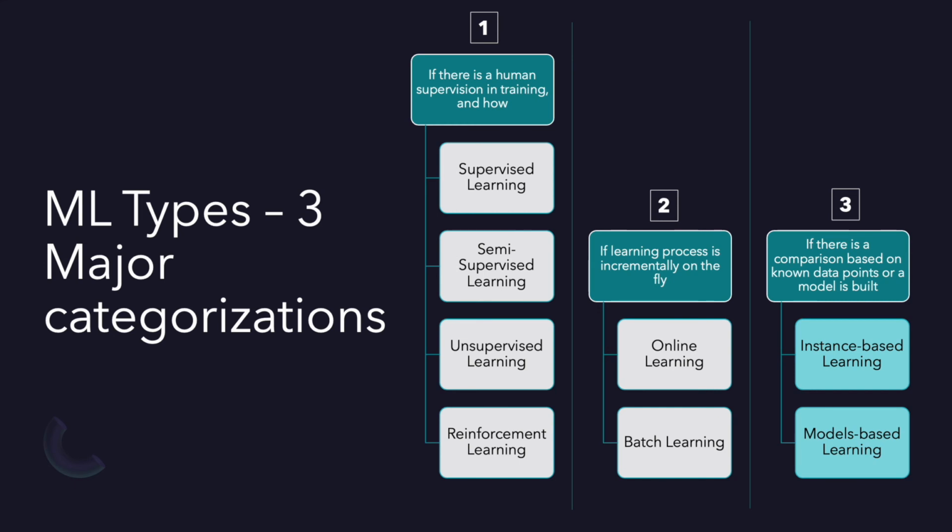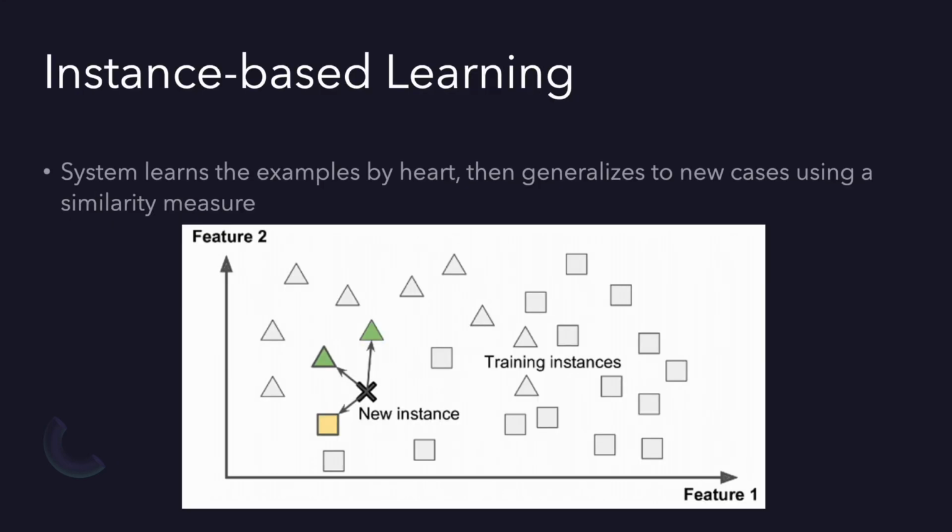Okay, now the last categorization. We will see instance-based and model-based learning, and we will finish this section. In instance-based learning, the basic idea is that the system learns the examples by heart, then generalizes to new cases using similarity measures. For example, we have training instances like shown in the graph, a triangle and a rectangle. If a new instance is given, in instance-based learning, we calculate the distance to the nearest ones, for example, and then classify the new instance according to this distance, the similarity with existing ones.